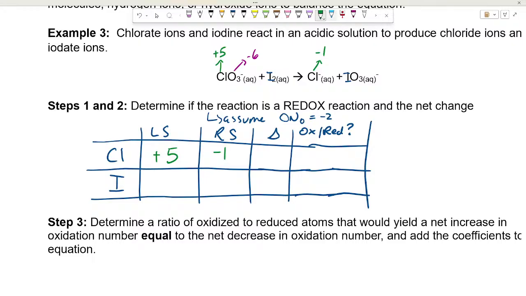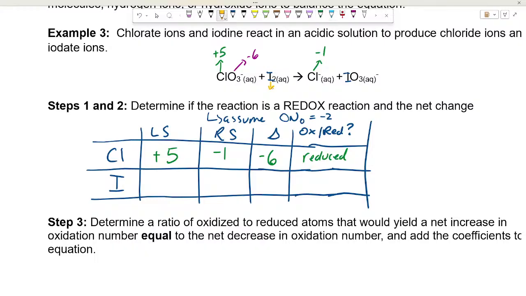What's that a change of? Is that going up or down? By how much? Down by 6. Is this being oxidized or reduced? Well, if the oxidation number is going down, it's being reduced, right? It's gaining electrons, it's getting more negative. So iodine better be being oxidized here. Let's find out.